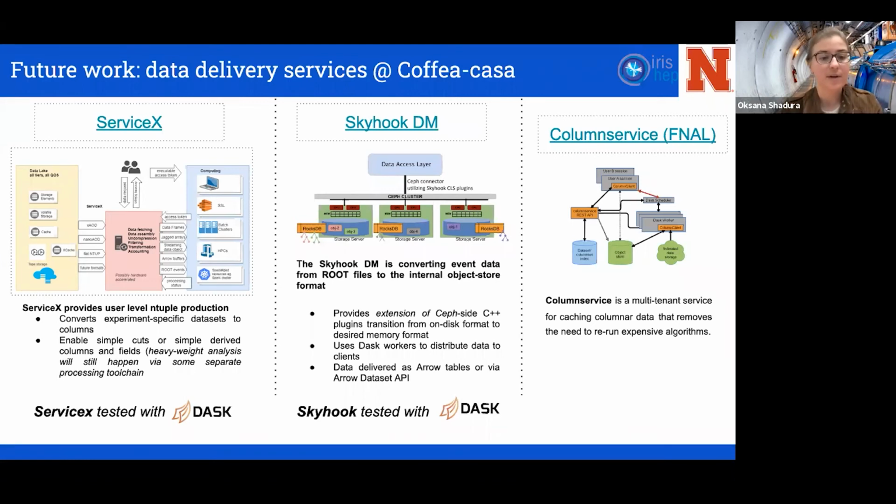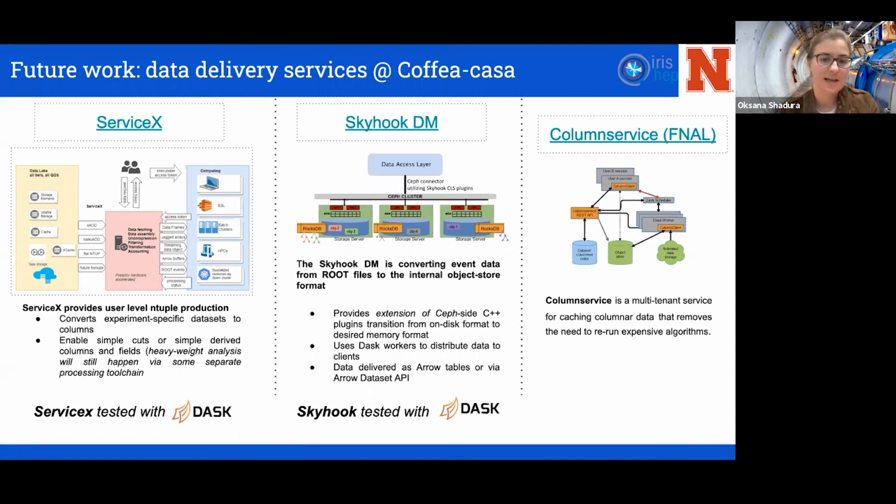There is already development on this, and it's of course more part of Coffea, because the Coffea framework that Nick will be talking about later incorporates all these features inside. At the same time, we are trying to check that everything is tested with Dask. Then we also have a very interesting development called Skyhook.